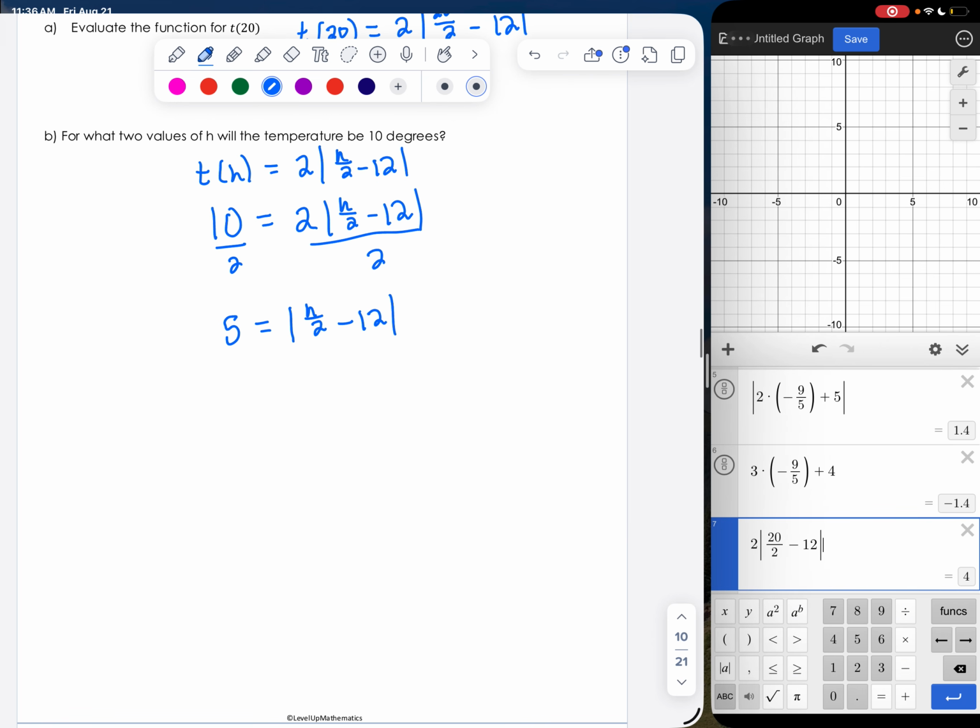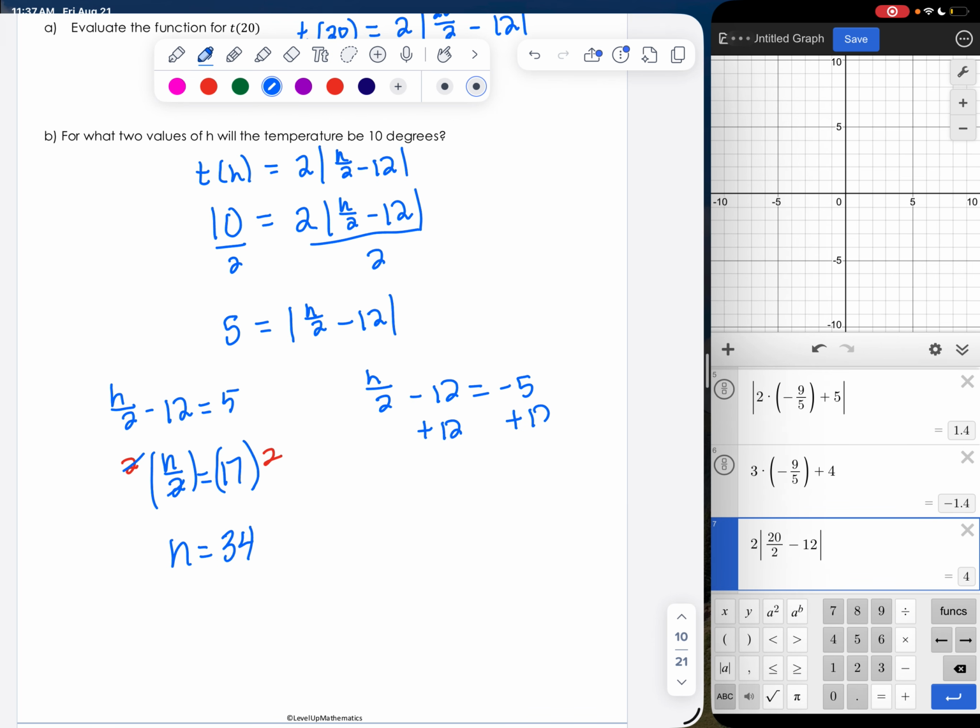Now we can split and solve. So I'm going to say h over 2 minus 12 is equal to 5. And h over 2 minus 12 is equal to -5. So on this side, add 12. H over 2 would equal 5 plus 12, or 17. And then to get rid of the 2, we'll multiply both sides by 2. So this 2 would cancel with this 2, leaving us h. 17 times 2 gives us 32. Or excuse me, 34.